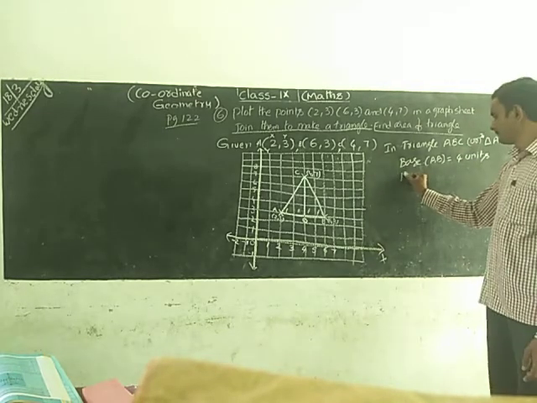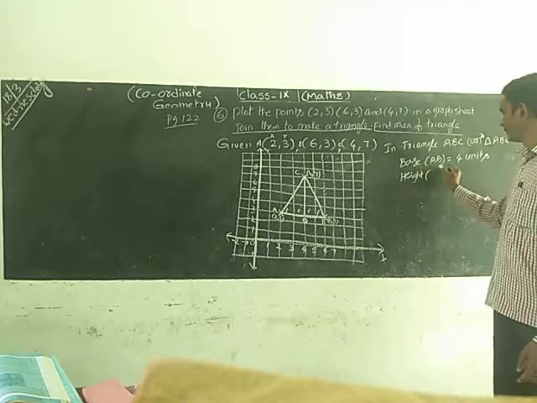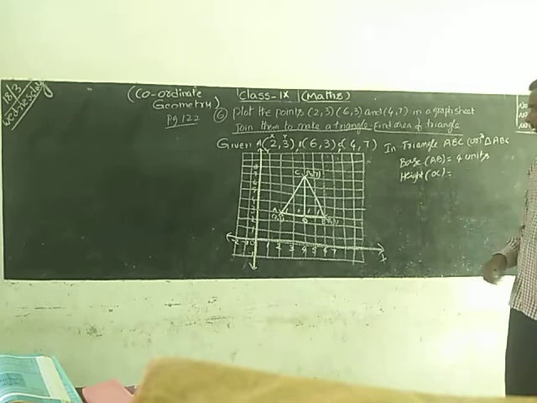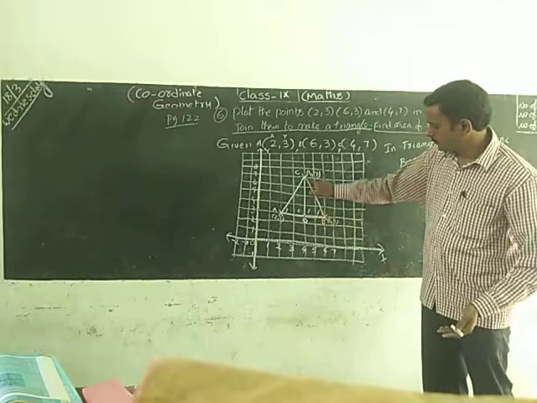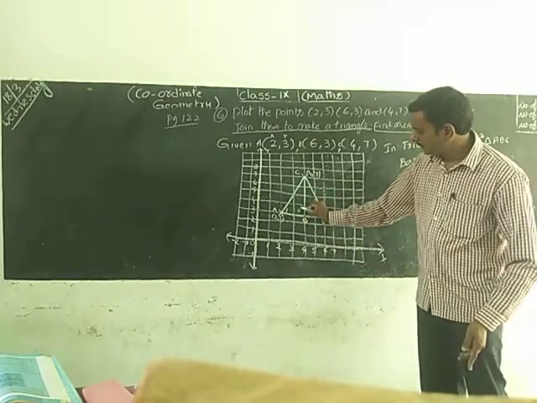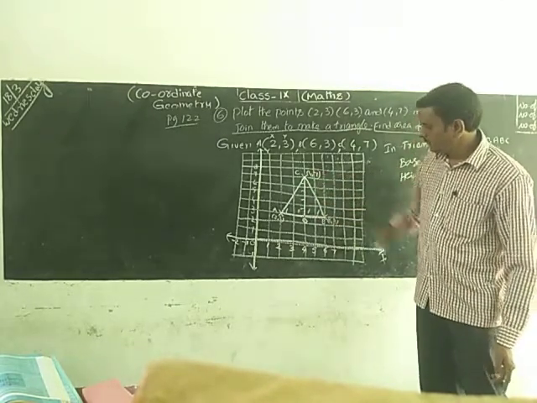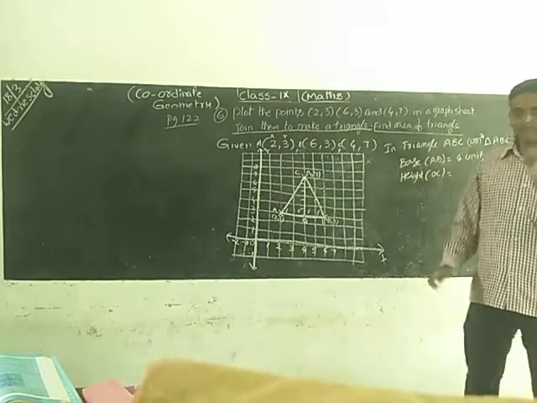Next, height. Height is CO or OC, anyone can be taken. What is the height of OC? It is the distance from O to C. How many units? 1, 1, 1, 1. So total 1 plus 1 plus 1 plus 1, 4 units.